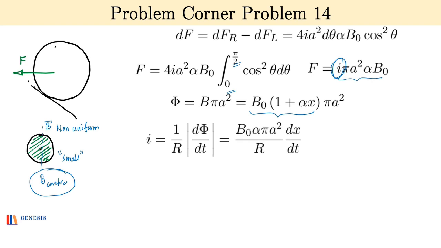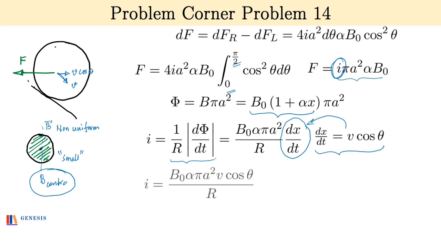From Faraday's law, the magnitude of the current is I equal to 1 by R mod of d phi by dt, and that turns out to be B naught alpha pi a square by R dx by dt. Now what is dx by dt? dx by dt is nothing but the x component of the velocity of the center of the ring. So if v is the instantaneous velocity of the center, then v cos theta is the x component, that is, dx by dt is v cos theta. Substituting this in the current, we get the final expression for the current, which is B naught alpha pi a square v cos theta by R.